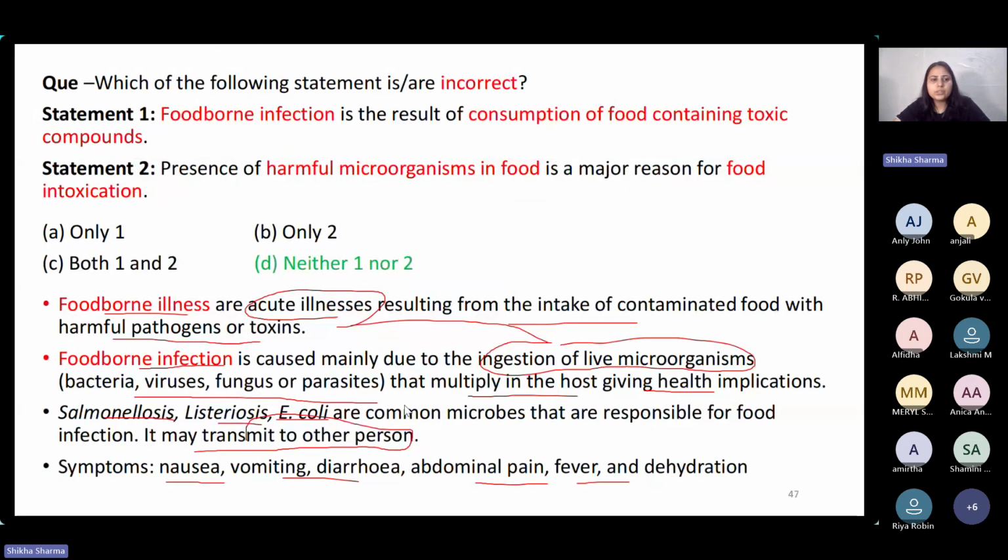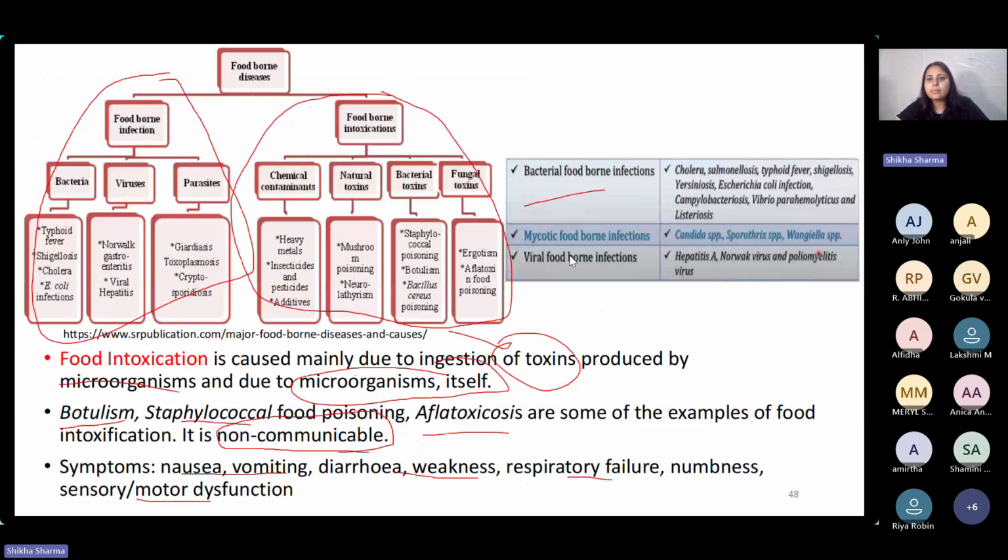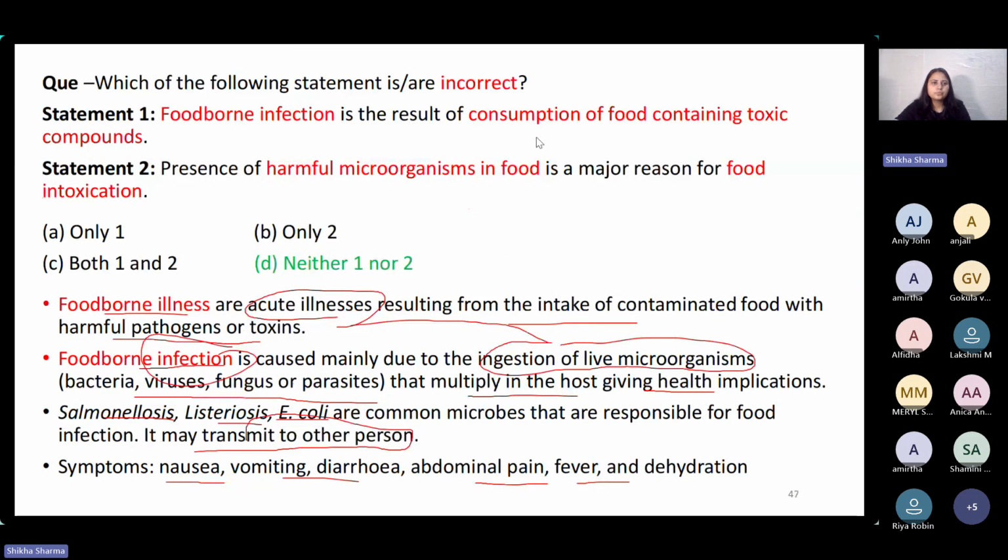Also, foodborne infections are classified as bacterial, mycotic, or viral. It can be based on viruses, like hepatitis A, or because of bacteria like cholera, or mycotic, meaning fungal sources, like Candida species. So here both statements are correct.